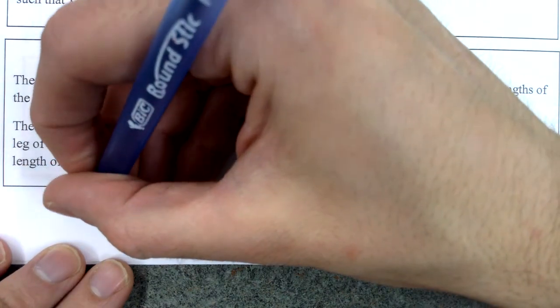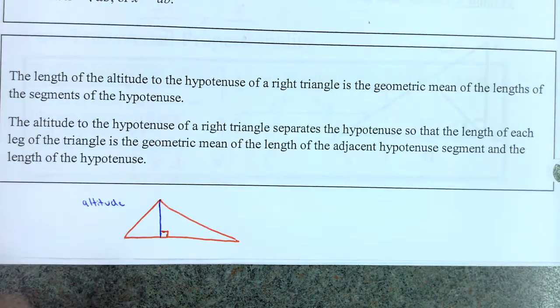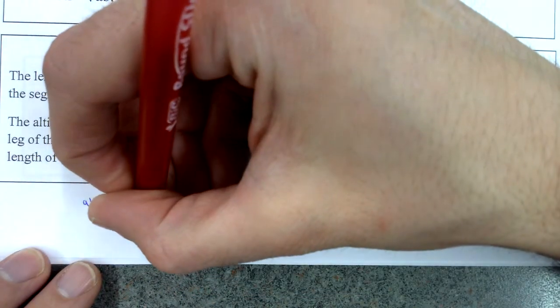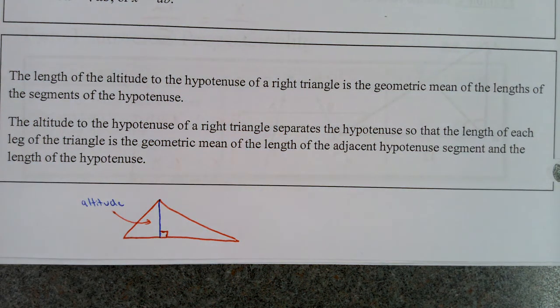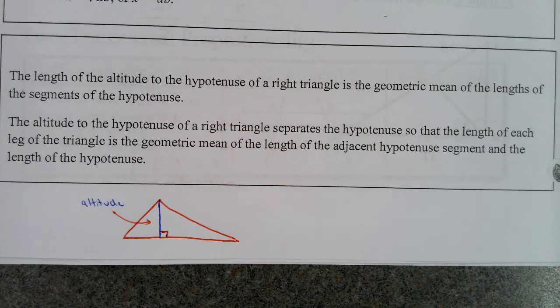I'll label it in blue. That's called an altitude. That blue segment goes from a vertex to a side, and it's perpendicular to that side. It's called an altitude. The altitude is the geometric mean of the lengths of the segments of the hypotenuse. Okay, so like I said, this is tricky. This is not easy, but this is what the next two problems are based off of.